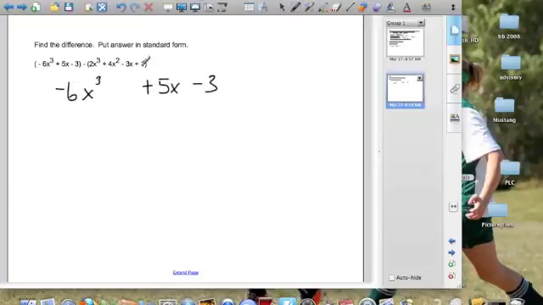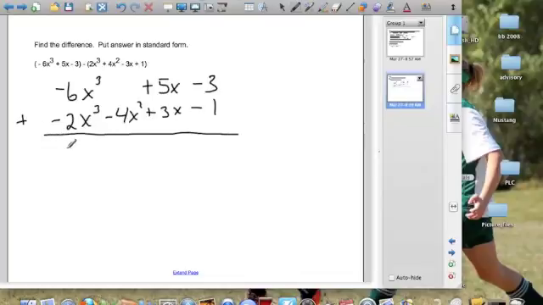Now for the second polynomial, I have to take the opposite of everything inside the parentheses, and I'm going to line it up underneath the like terms. So I'm going to have a negative 2x to the third, a negative 4x squared, a positive 3x, and a negative 1. You can see I've lined up all of my like terms, so it should be real easy to add these together. I end up with 8x to the third minus 4x squared plus 8x minus 4. And that's the vertical technique of subtracting or adding polynomials.